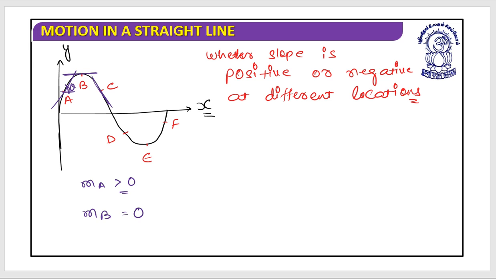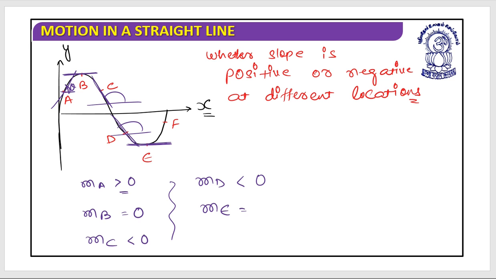This is C. This would be the theta, and this seems an obtuse angle. As it is an obtuse angle, the slope would be less than 0. Here this is D again. This is an obtuse angle, so this is less than 0. E is a straight line, so slope at E would be equal to 0. And this is F. Here theta is positive, so it would be greater than 0.